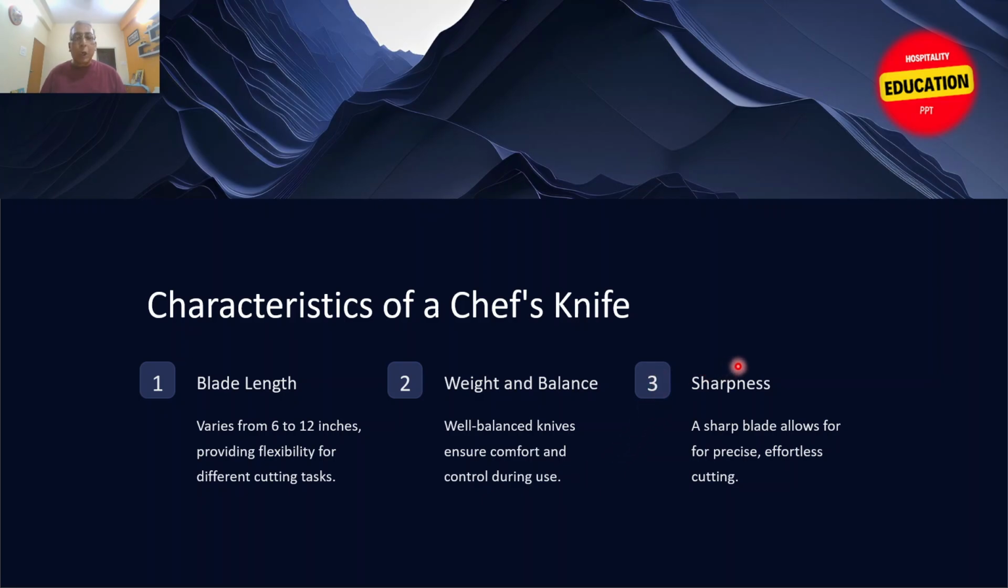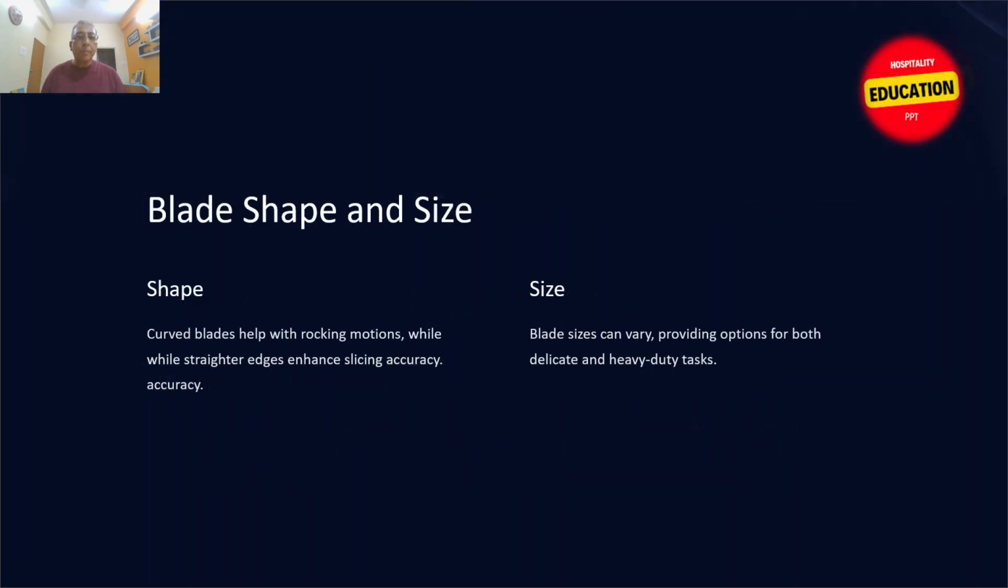And third, of course, is sharpness. A sharp blade allows for precise, effortless cutting. Blade shape and size. Shape: curved blades help with rocking motions, while straighter edges enhance slicing accuracy. Size: blade size can vary, providing options for both delicate and heavy duty tasks.